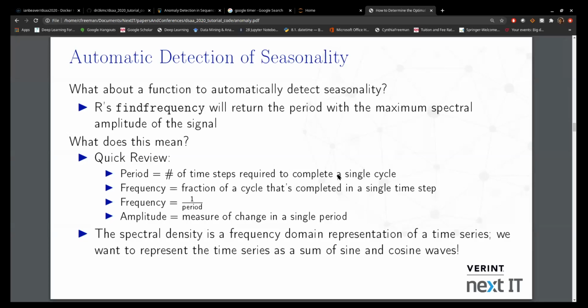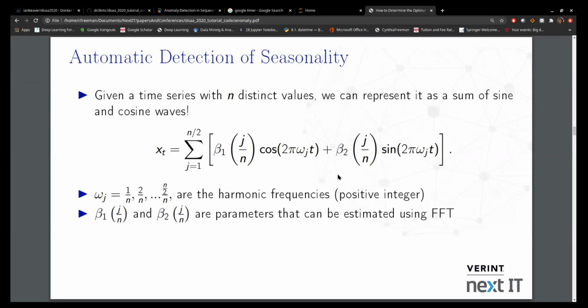And the periodogram graphs a measure of the relative importance of possible frequency values that might explain oscillation patterns in your observed data. So to create this periodogram, we first convert the time series into a format that can be represented as a sum of sine and cosine waves. So basically, I can rewrite my time series to look like this equation.